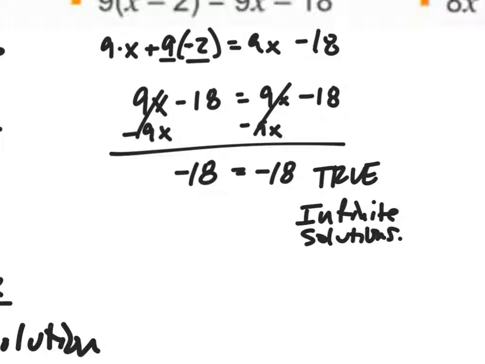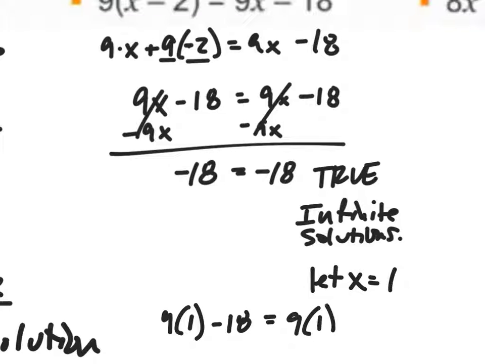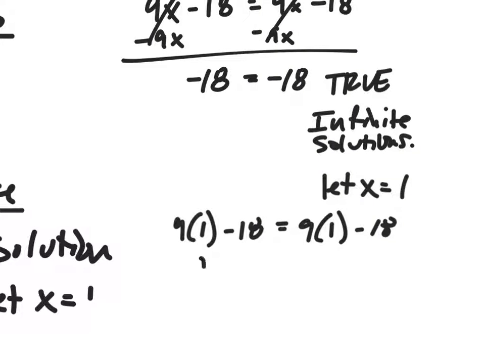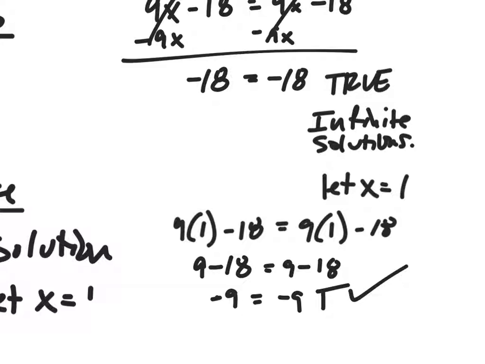So now let's try this. Let's just let x equal 1. If I do 9 times 1 minus 18, is that going to equal 9 times 1 minus 18? The answer is I get 9 minus 18 is equal to 9 minus 18. 9 minus 18 gives me negative 9, and I get negative 9 over here. That's true. We're good. x equals 1 is the solution.